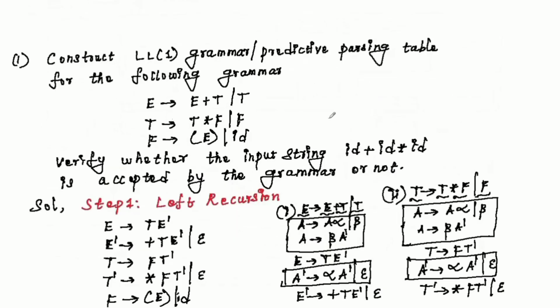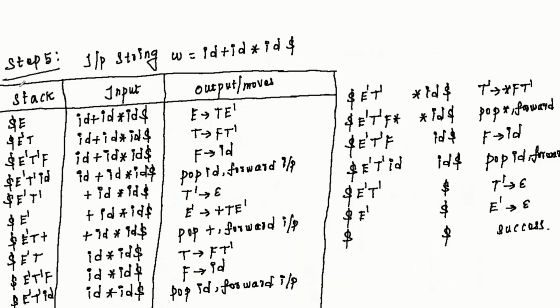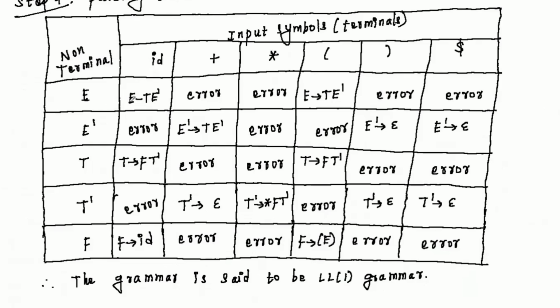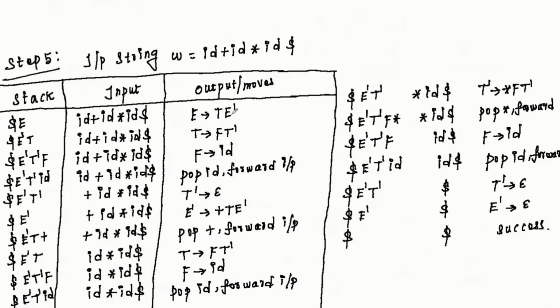In the final step, we are going to check whether the input string ID plus ID star ID is accepted by the grammar or not. The stack always starts with the dollar symbol. The production starting symbol is capital E, and the input symbol is ID plus ID star ID, ending with the dollar symbol. Then compare E ID in the parsing table: E ID, E tends to TE dash. Here you write E tends to TE dash. Instead of capital E, write TE dash in reverse order, E dash T.